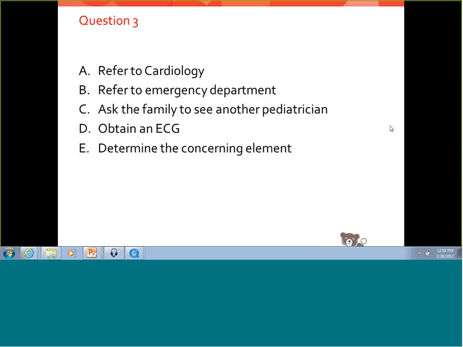So in this particular case, it's very obvious that we need to go after the concerning element. What we know about children with non-cardiac chest pain is that their parents have somatization, that the children themselves have underlying anxiety, depression, panic attacks, and that we ought to go after the concerning element.